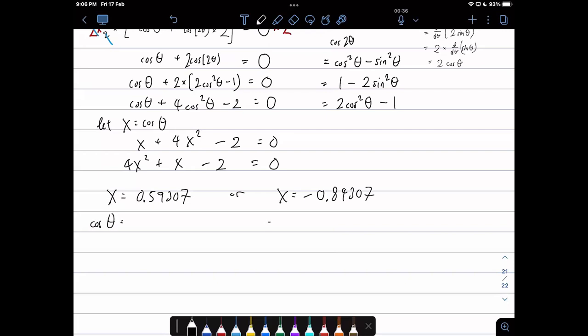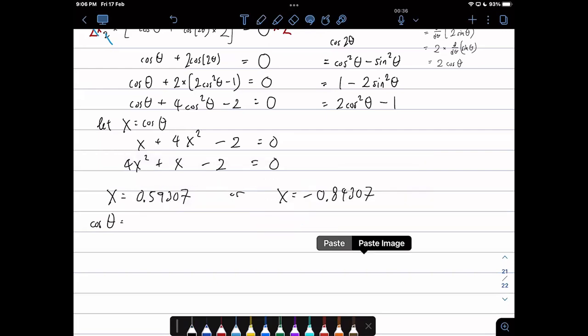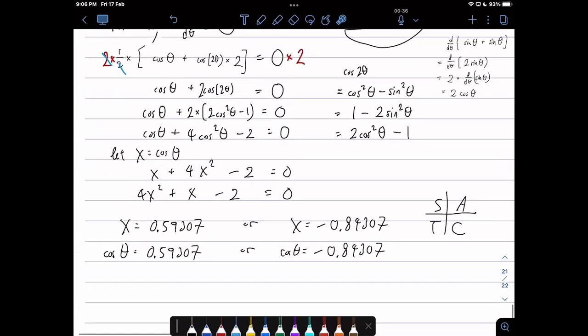So cosine theta equals... How to solve? Can just cosine inverse straight away. You forgot your ASTC. But let's just look at the diagram first.